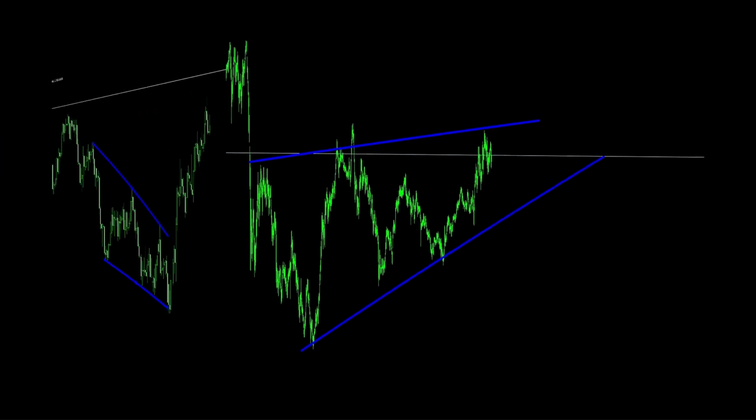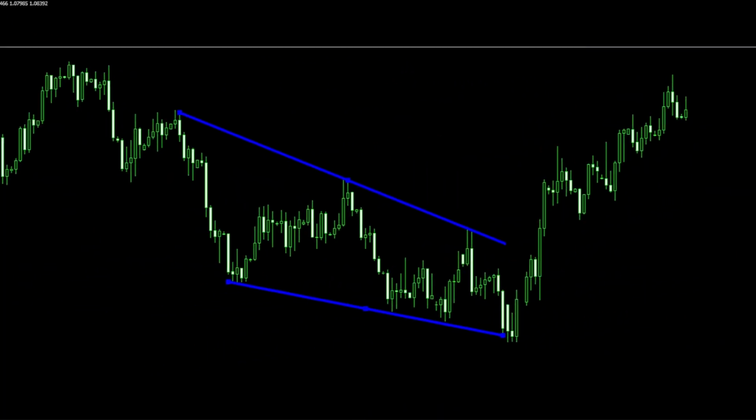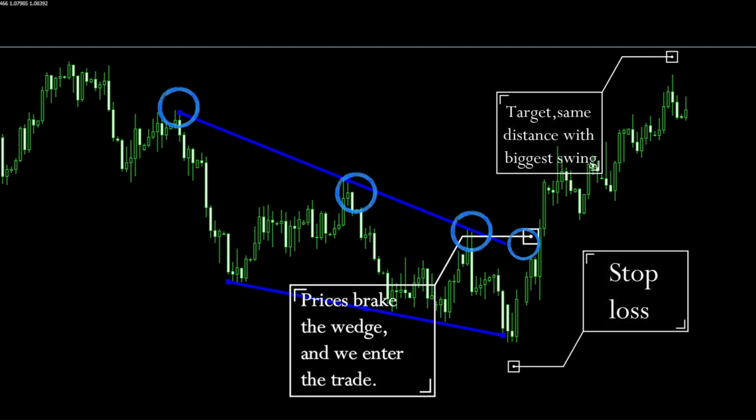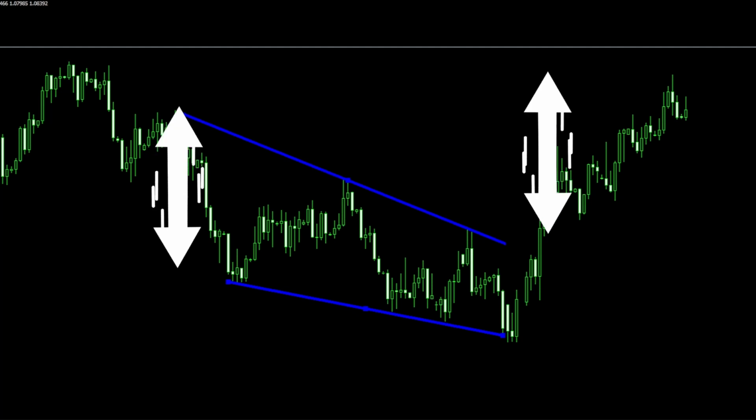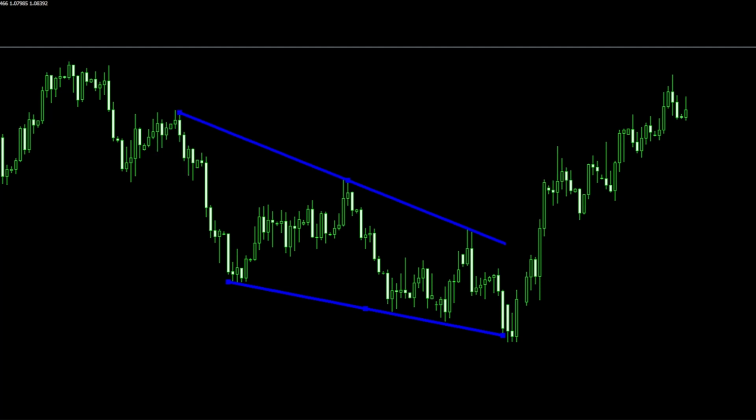Now, how we trade the wedges. When the price breaks the wedge, we enter the market. Our take profit is exactly the same distance as the first formation. Wedges can give really good risk rewards. The problem is that the market is moving in such a way that they can mislead you.